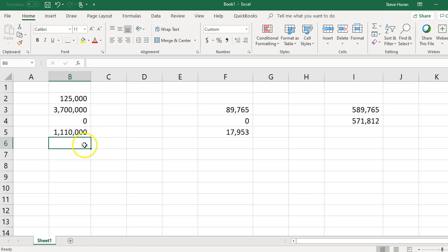So the answer is the sum of those two numbers. So the sum of the 125 and the $1,110,000 is $1,235,000, and that is the amount of interest expense that I can use for the year. So they did have $1,004,000 of interest expense. I can use $1,235,000. So almost all of it, but 1,235 is the limit that I can do.